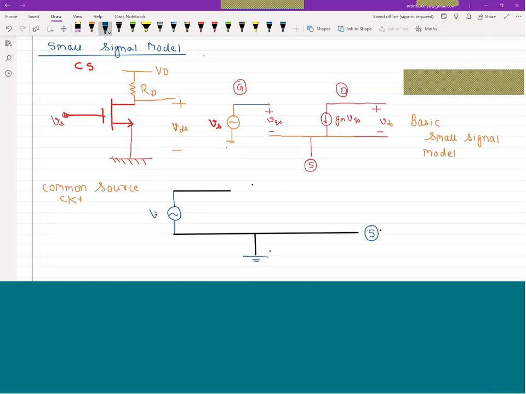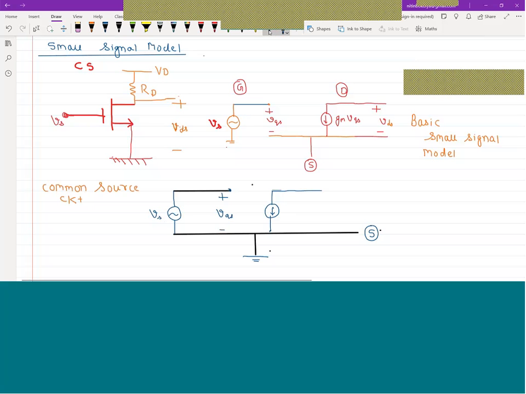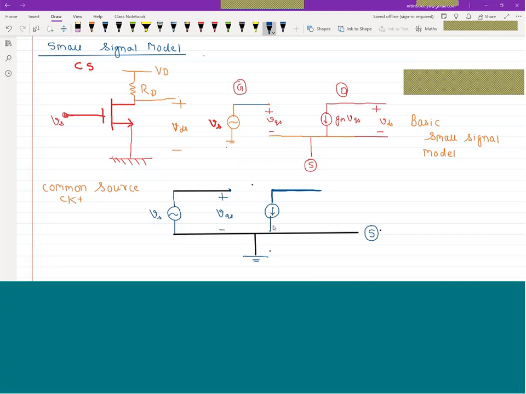This is VS. This is plus minus VGS. Then we are having this dependent source, but okay, I am making it round, so you can say this is a dependent source. Okay, can I say this is GM into VGS?